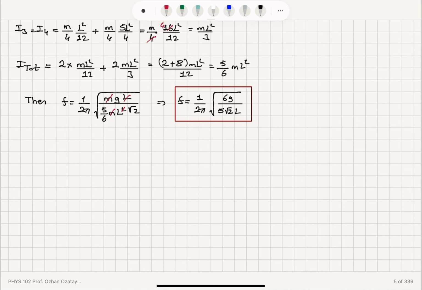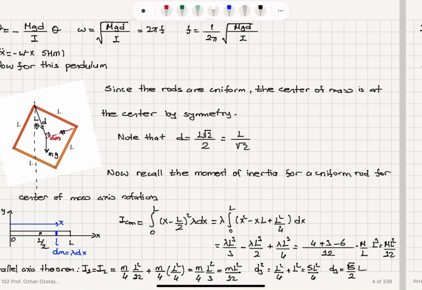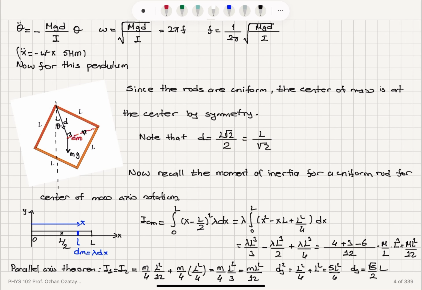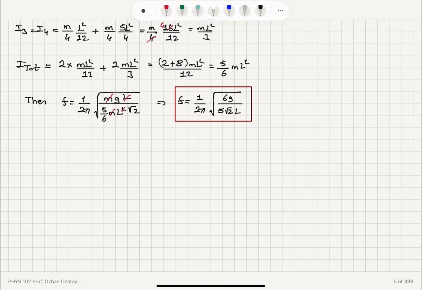So if we substitute that here and we substitute for d L square root 2 over 2, or L over square root 2, we reach our final frequency 1 over 2 pi square root 6g over 5 square root 2 L.